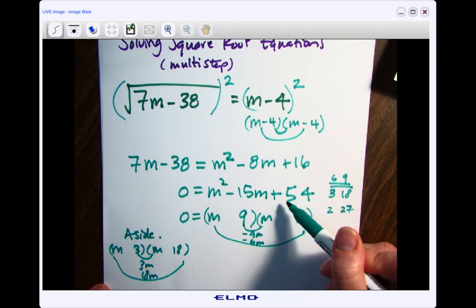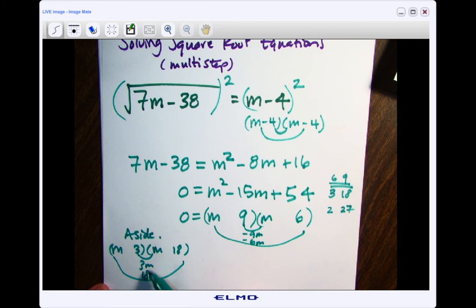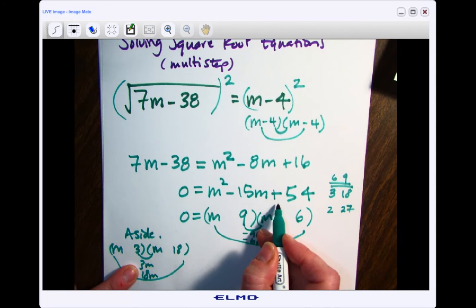Now, here's the kicker. This has to be positive, right? Which means both of these have to be the same sign, because in order to get a positive product, they either have to be both positive or both negative. So if I make these both positive, that's not going to be a 15. And if I make them both negative, it's not going to be a 15. So I would have to make them opposite signs. And this one doesn't allow for opposite signs.